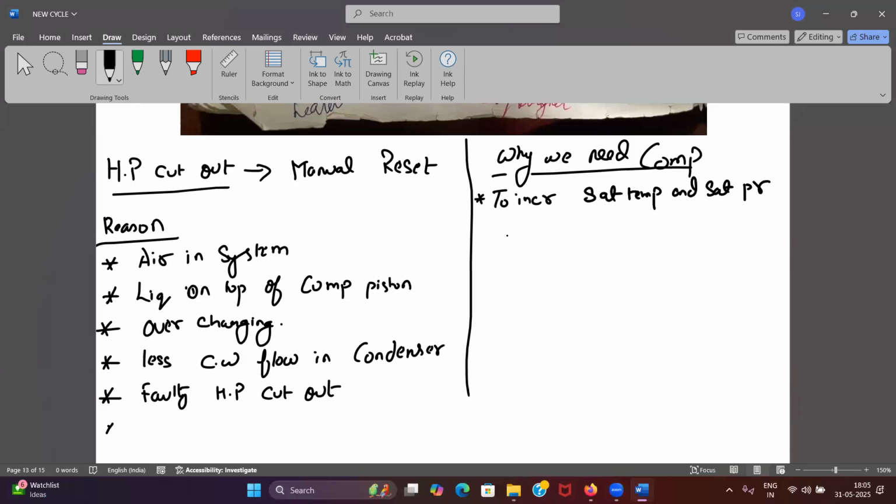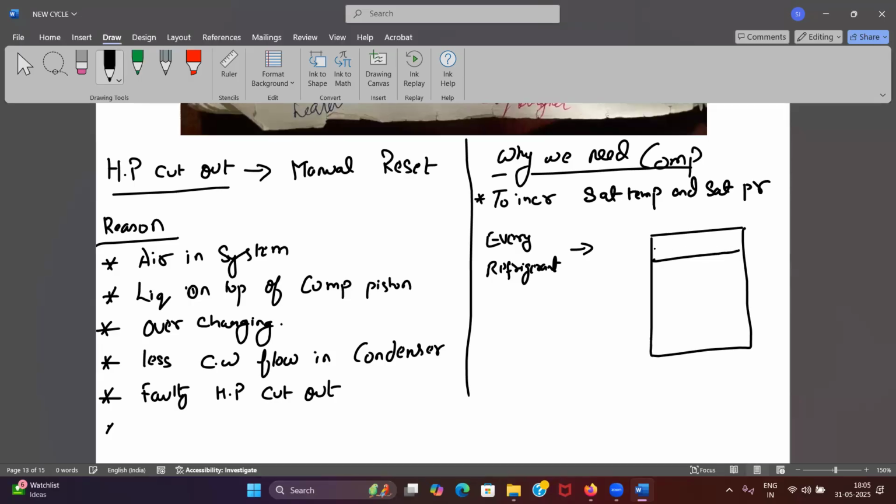Okay, so every refrigerant that you will be having on board, with that refrigerant there will be a chart given to you, okay. That chart is known as PT chart.